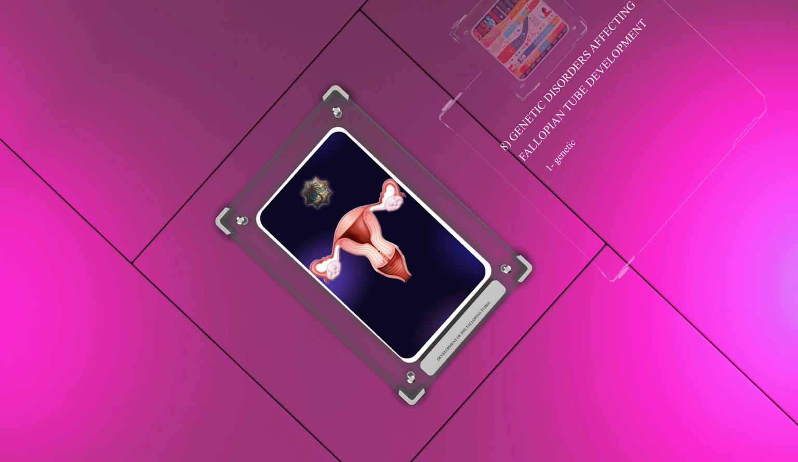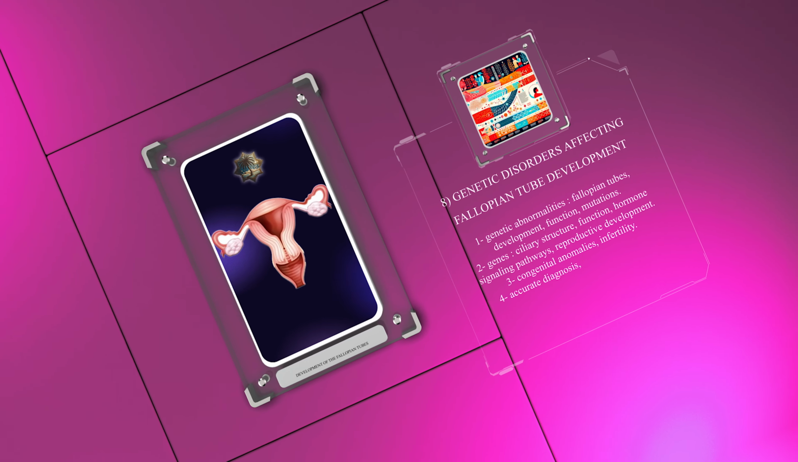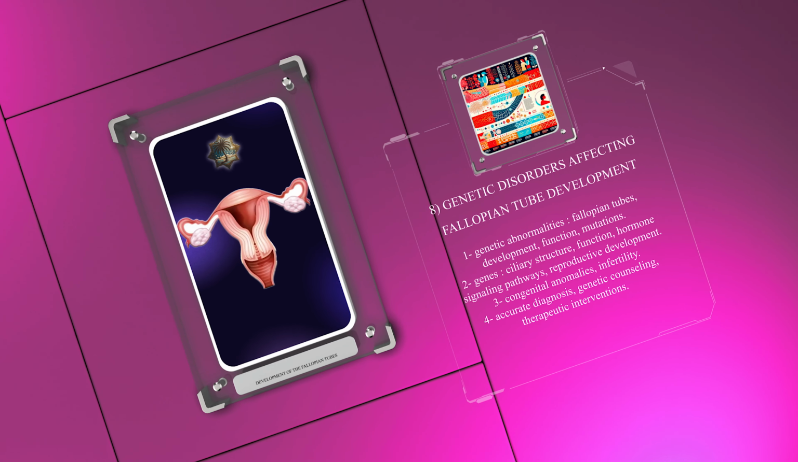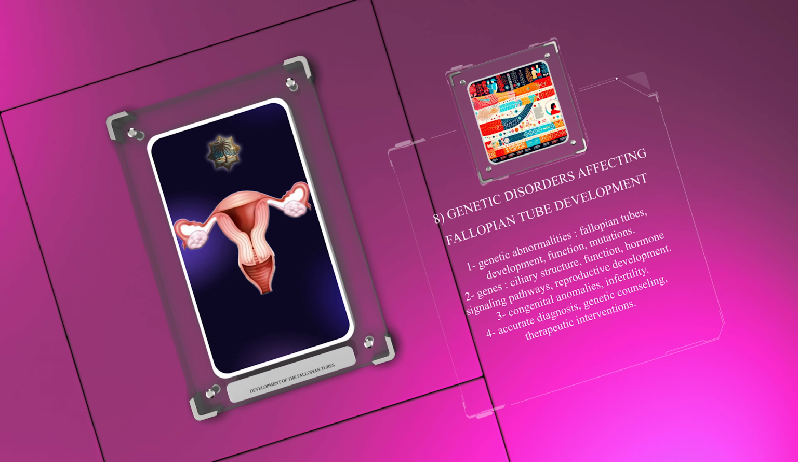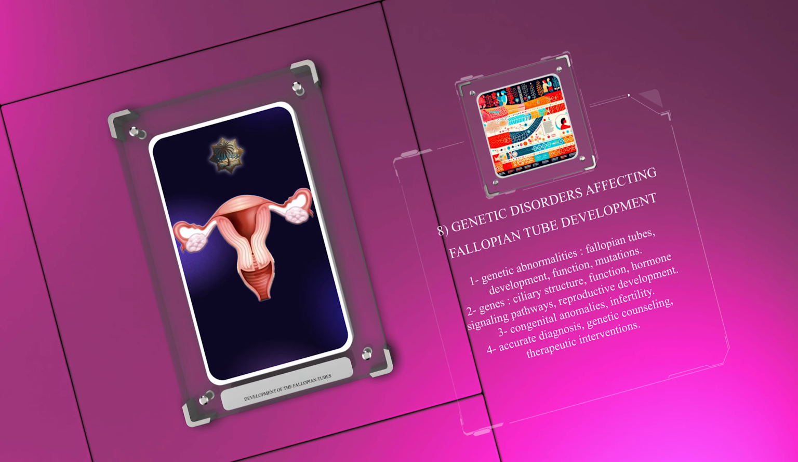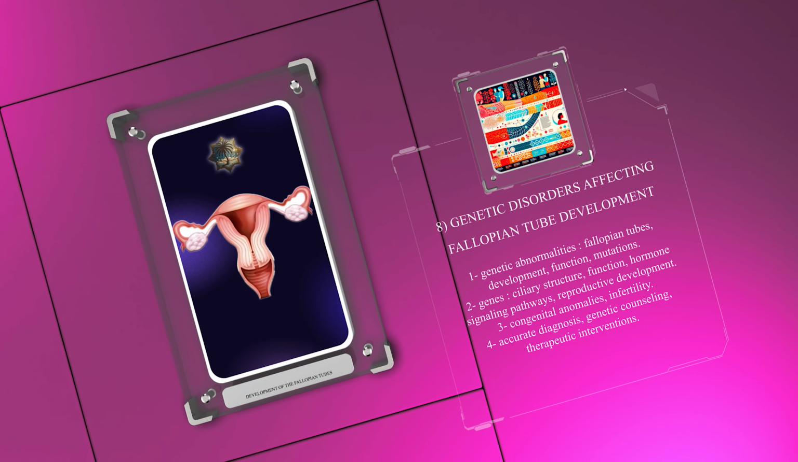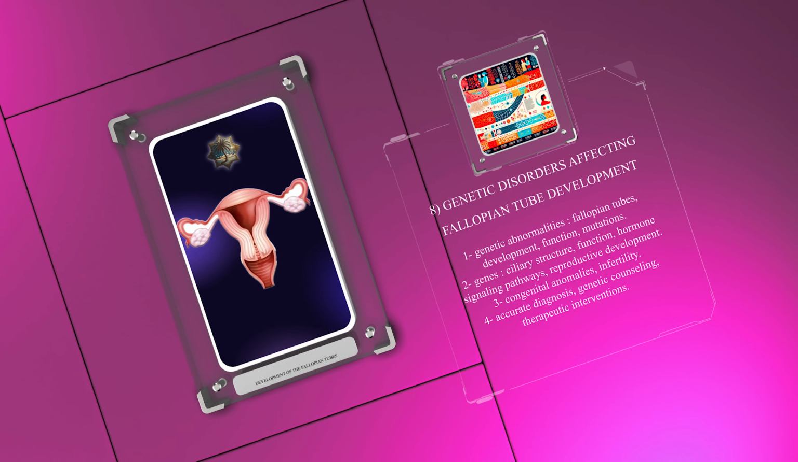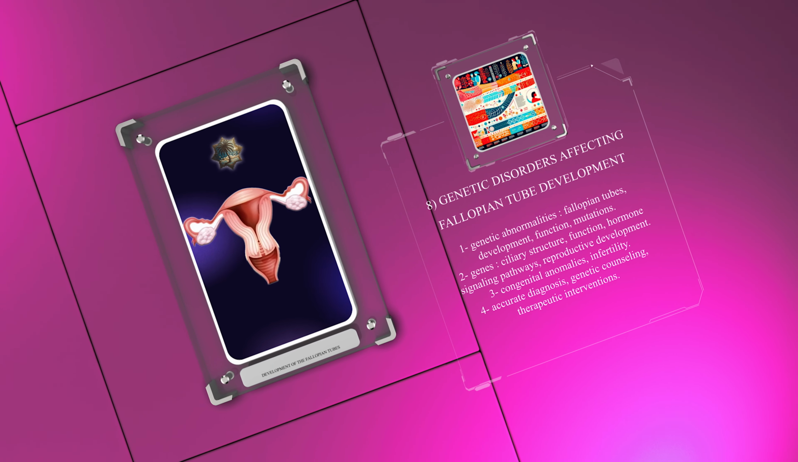Genetic abnormalities can significantly impact the development and function of the fallopian tubes. Mutations in genes involved in ciliary structure or function, hormone signaling pathways, or reproductive development can lead to congenital anomalies or infertility. Understanding the genetic basis of such disorders is crucial for accurate diagnosis, genetic counseling, and potential therapeutic interventions.